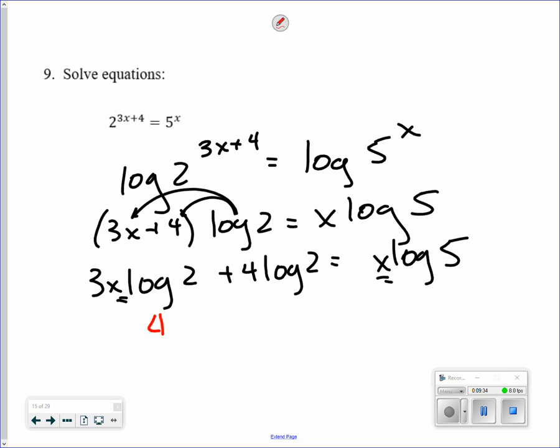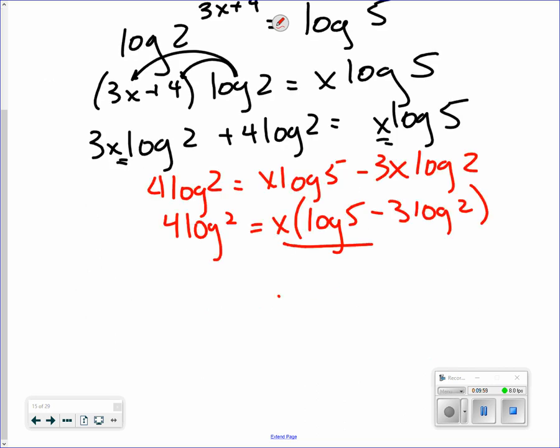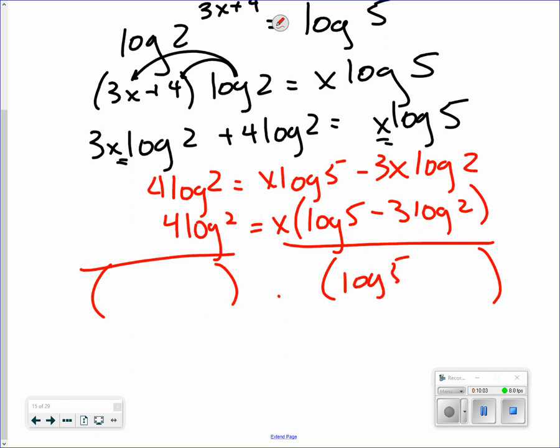So 4 log 2 equals x log 5 minus 3x log 2. So I subtracted 3x log 2 from both sides. Now, greatest common factor. So x times log 5 minus 3 log 2. I'm going to take an x out of both of those. And now comes the big finish. I'm going to divide both sides by that entire parenthesis. Log of 5 minus 3 log 2.